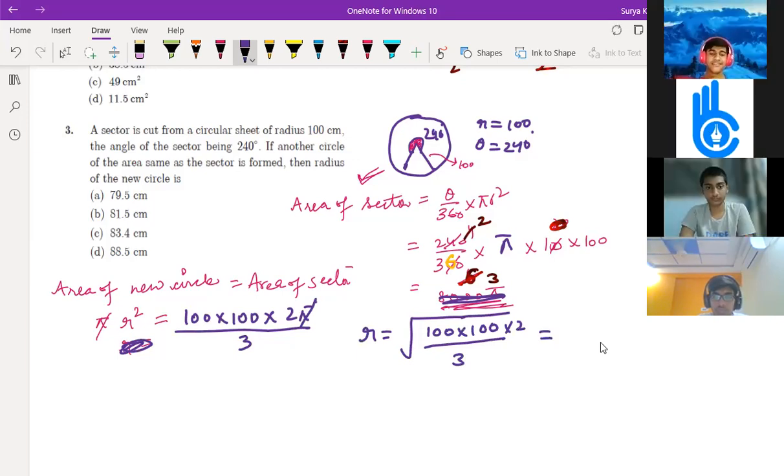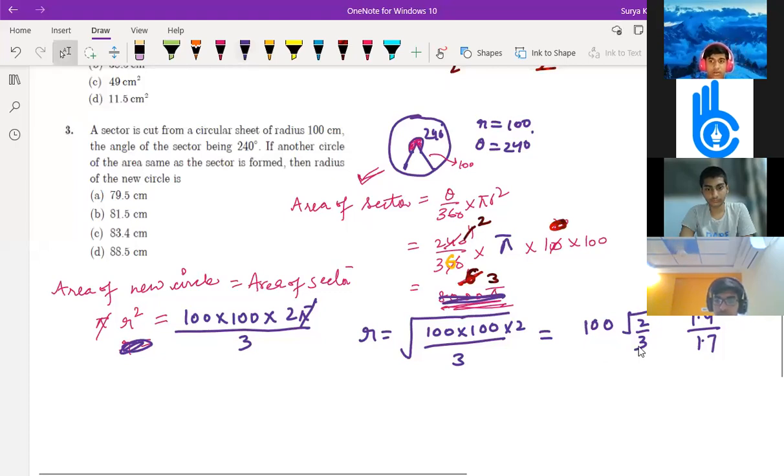100 is easy only. 100 will become 100. Again, 100 root 2 by, then 3 will come. Root over of 2 by 3. You will get root 2 by root 3. So 1.44 by 1.171. Then that's easy to solve, right? 14 by 17. Acha. 14 by 17. After this, 1400 by 17, how will you find? For 1400 by 17, what do you get? Tell.